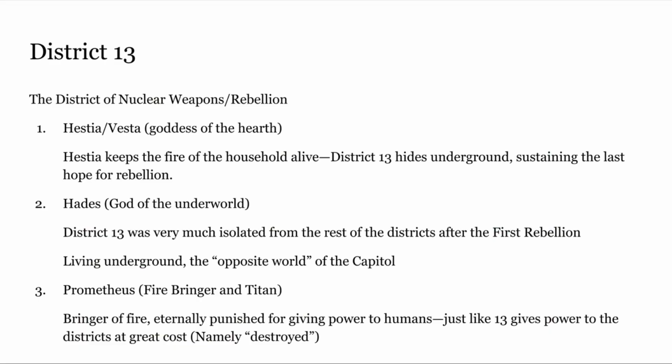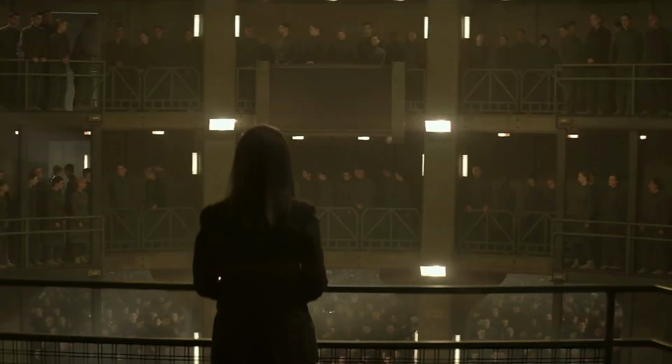Also, Hades, god of the underworld. District 13 is very much isolated from the other districts after it was bombed and destroyed after the first rebellion. So living in the underworld is kind of the opposite of the Capitol, which is kind of like the upper world.